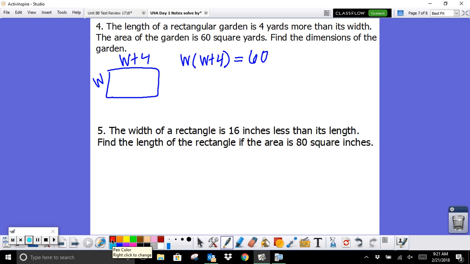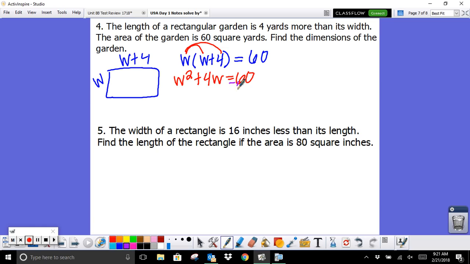Okay, again, we're going to have to get this equal to 0, which means I have to work out this left side first. So I'm going to distribute that W. So W times W is W squared. W times 4 is 4W, and I have still equal to 60.